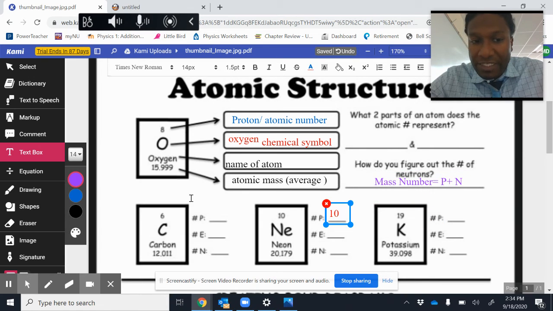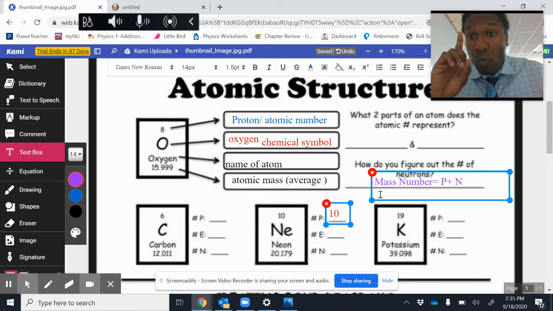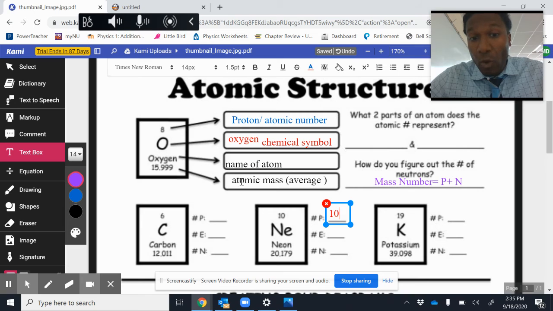We don't have that on this table at all. This is the atomic mass, that's an average. The mass number is talking about one exact atom. This is talking about all the atoms. So you can't do it for any of these because they don't tell you the mass number. They just give you an average of all of them. So you can't solve for any of these N's.